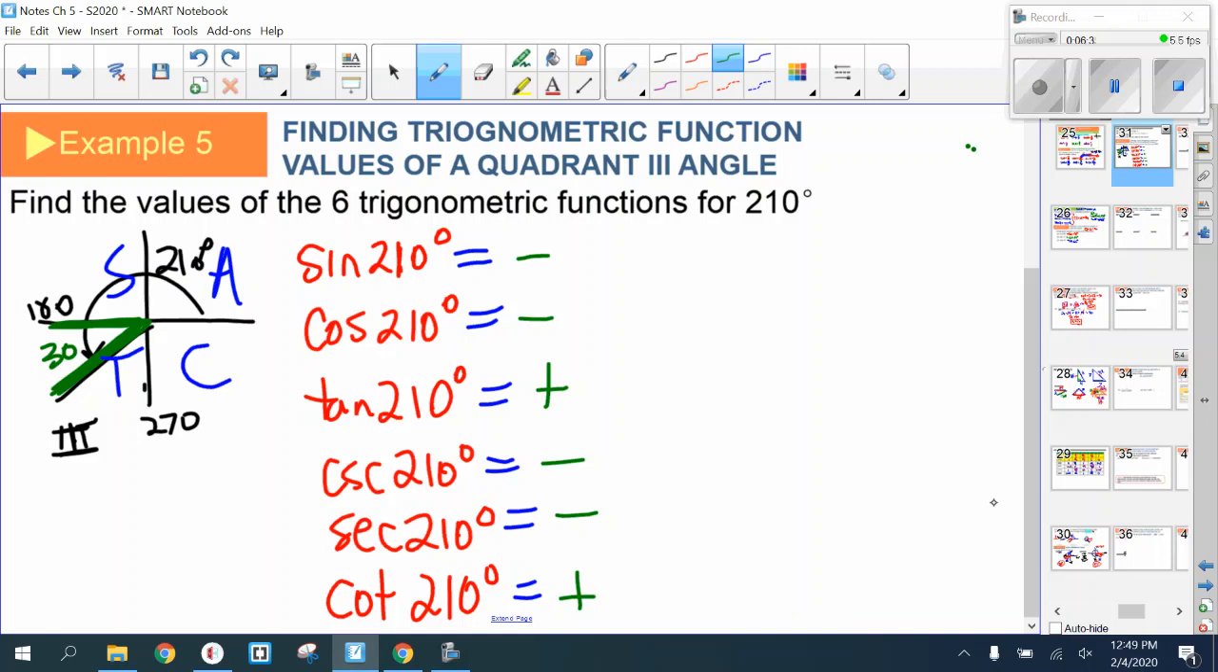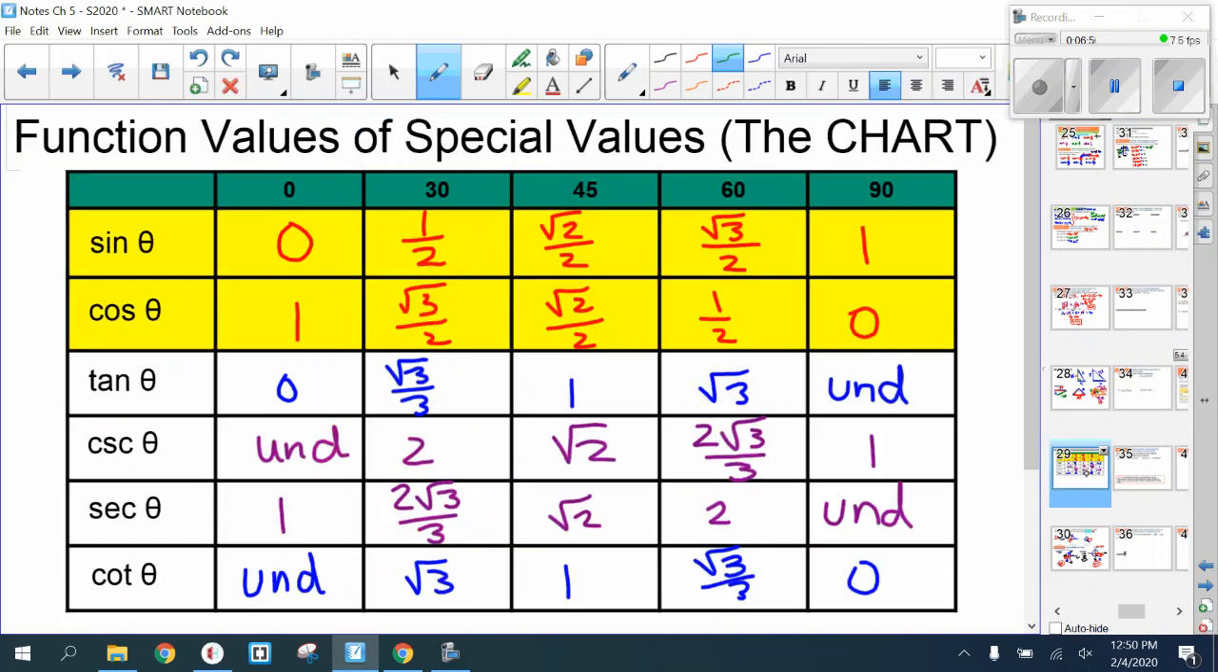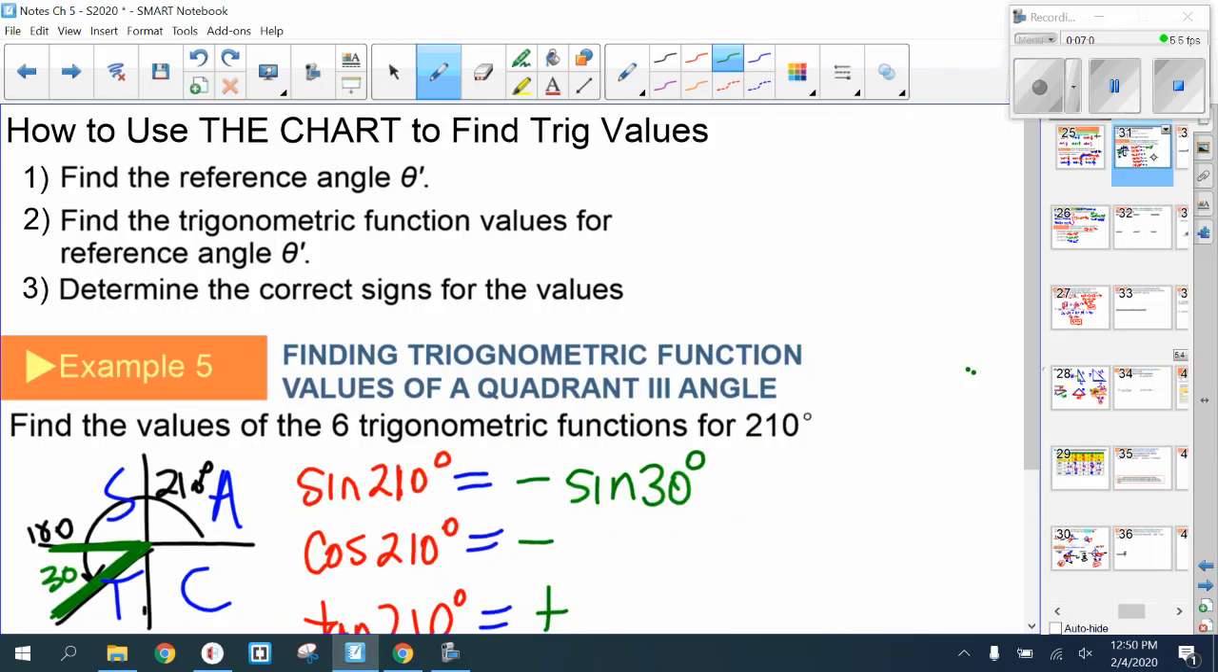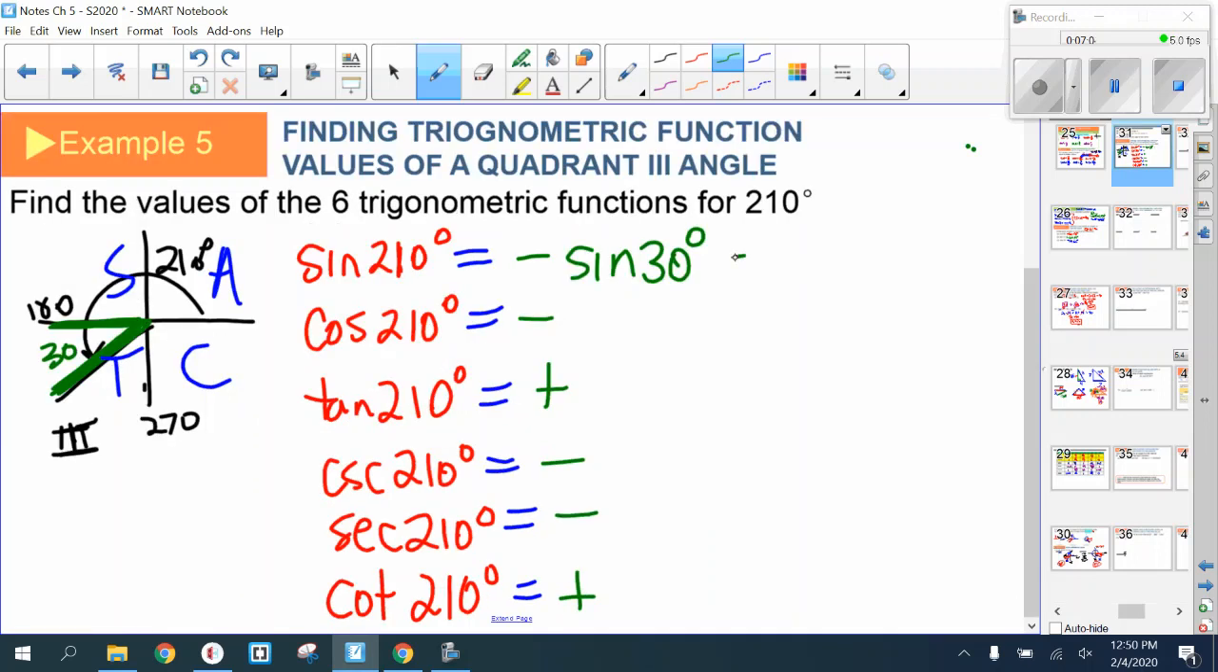But what I'm going to do is really just look at a 30-degree angle. So I know that in the third quadrant, it's going to be negative whatever sine 30 was. So if you go back and look at this chart, sine 30 is right here. Sine 30 is 1/2. So what we're going to have is negative 1/2. Sine 210 degrees is negative 1/2. And cosine 210 is going to be negative cosine 30.